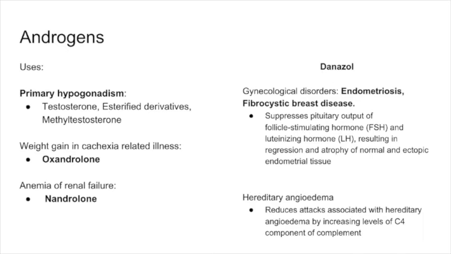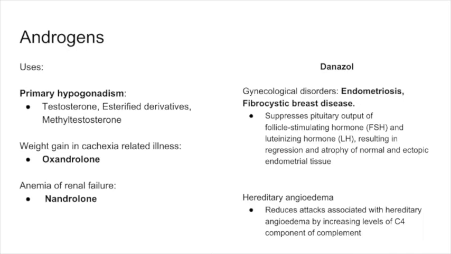And danazol is actually used quite often in some gynecological disorders, endometriosis and fibrocystic breast disease. So this is a way to actually suppress FSH and LH. So you sort of cause negative feedback by giving testosterone. By giving the testosterone, your pituitary gland is sensing, oh, there's enough of this sexual hormone in the body. I don't need to continue to release FSH and LH to stimulate this. So it can cause regression, atrophy of the ectopic endometrial tissue and breast tissue.